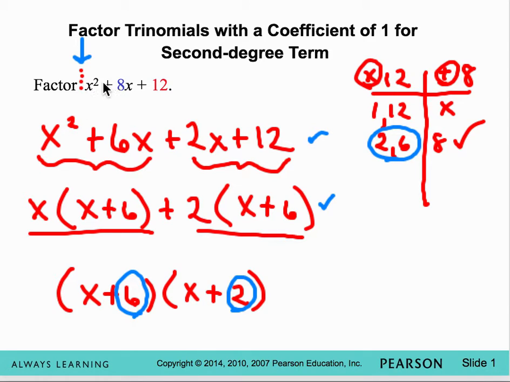Because this is 1x squared, the first one is always just going to be x and x, right? The only way you can get x squared is if you have x times x. Okay, now I can get 12 lots of ways. 3 times 4, 12 times 1, 6 times 2. So I have to find the particular numbers that work. But x squared is just x times x. Okay, so we've got a shortcut for factoring now when the coefficient is 1.